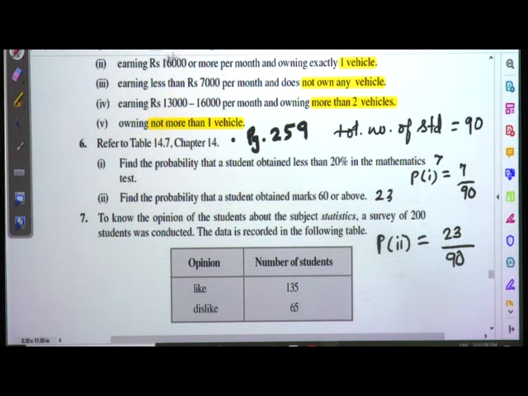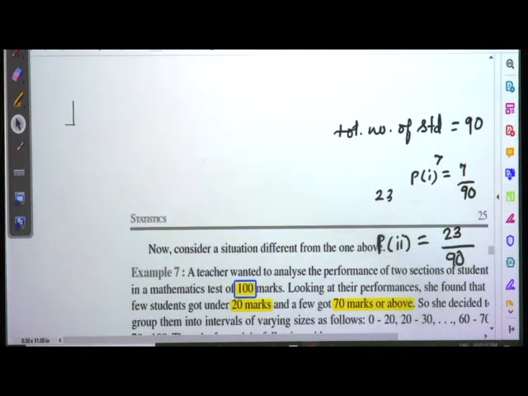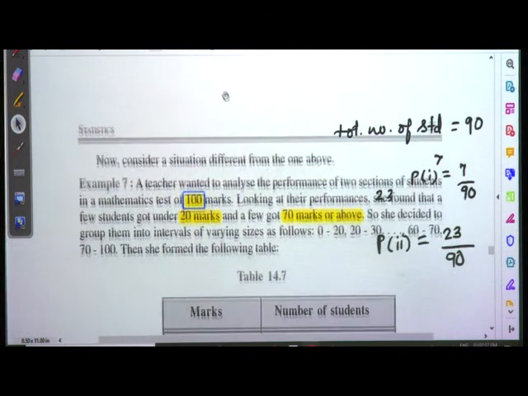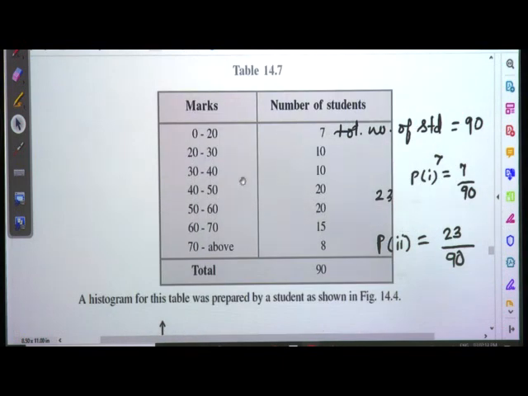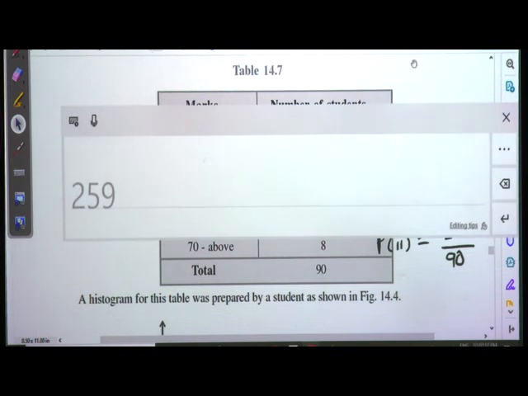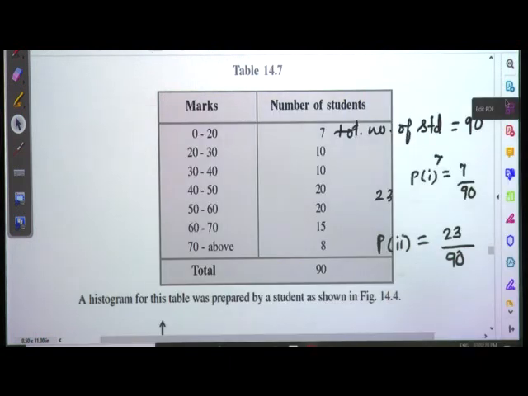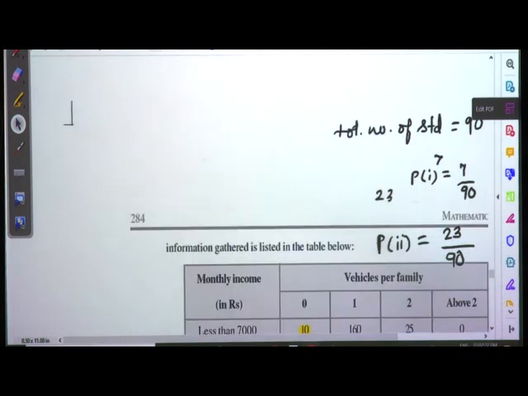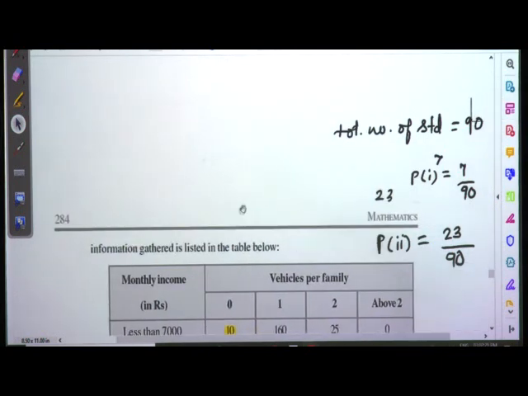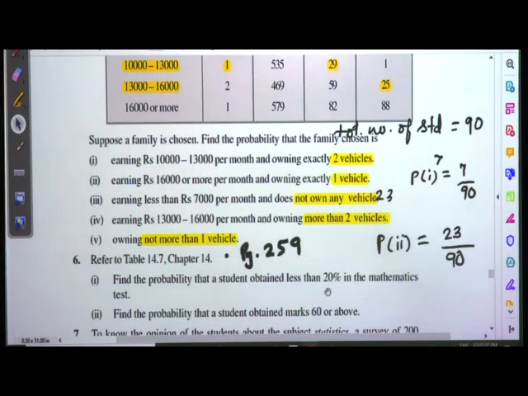I am just confused. Just a minute, students. The total number of students, whether it is right or wrong, I am confused. Let us check it here. Total number of students, yeah, it is 90. It is correct, no doubt. It is correct, no problem. So in this way, we have solved just now this question, sixth one.